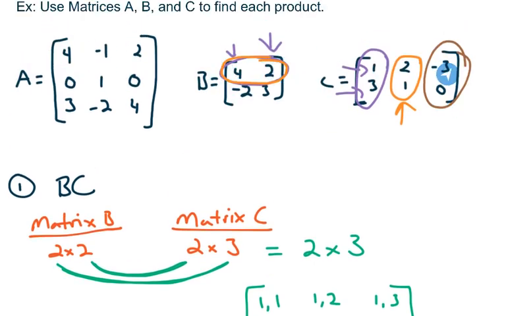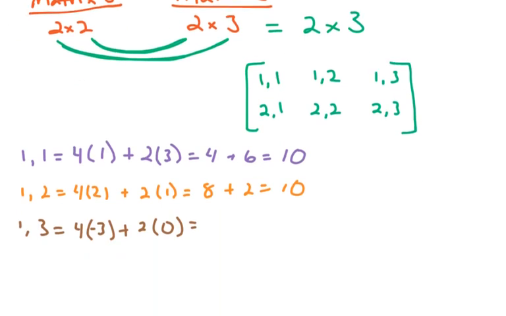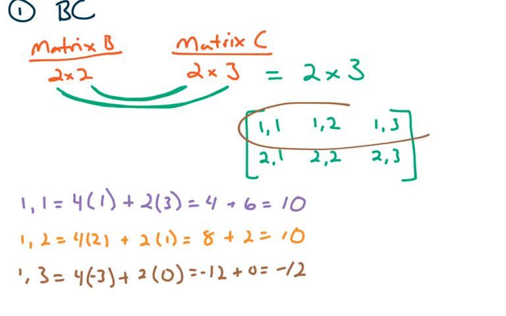So 4 times negative 3, first element times first element, second element times second element. So there's how that's going to work. 4 times negative 3 is negative 12. 2 times 0 is 0, so that's really easy. That's negative 12. Okay, so now we've got the first row. We've got these 3 done. Now we need to find the next 3.